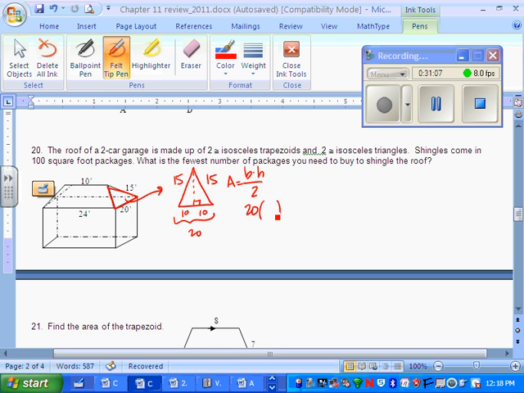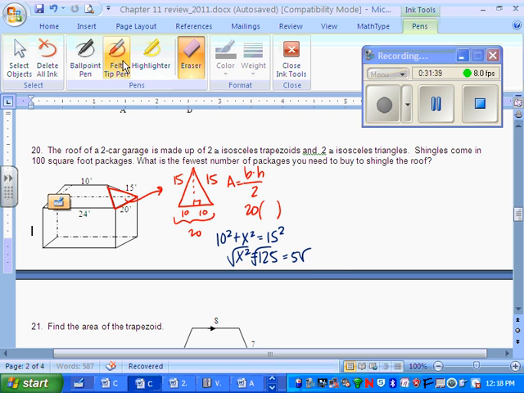So 20 times, how do I figure out the height? This looks like a 3, 4, 5 triangle. No, it is not. I'm going to do Pythagorean theorem, because this would not be 5. So 10 squared plus x squared equals 15 squared. 225 minus 100 is 125. I could take out a 25, which would be 5 root 3. So 5 root 3 is going to be my, no, 5 root 5 is going to be my height. 5 root 5, and then divide that whole thing by 2.